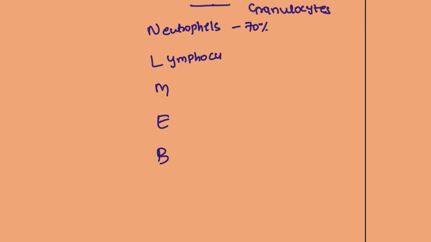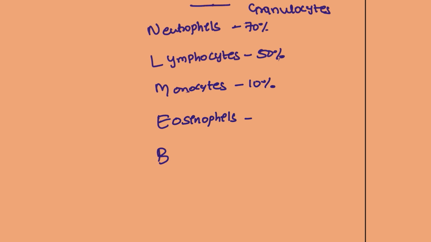WBCs. Next, lymphocytes. This is around 50%, and these are the monocytes. These are 10%, and eosinophils, right? Eosinophils will be around 3%, and basophils are less than 1%. Sometimes 0 is also seen. Okay, less than 1%.